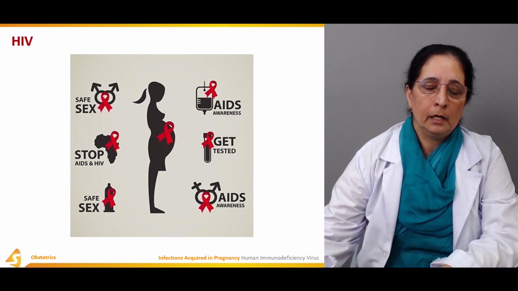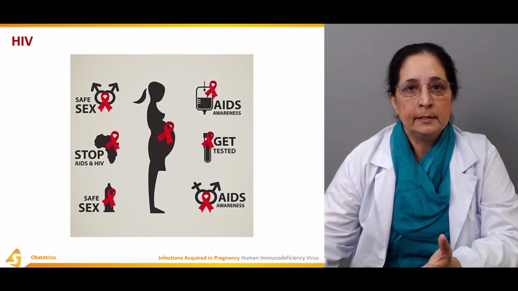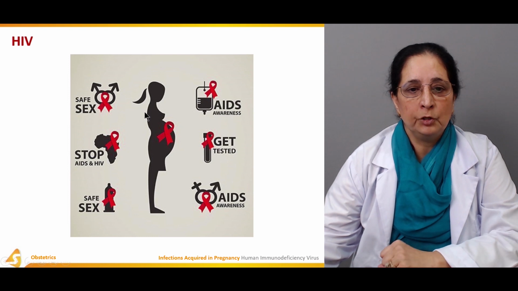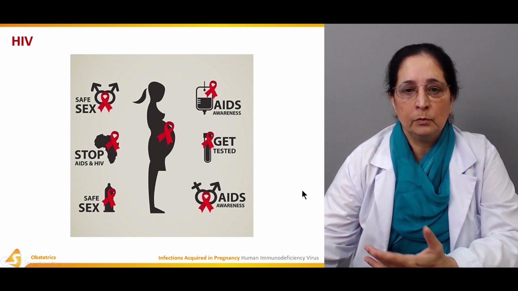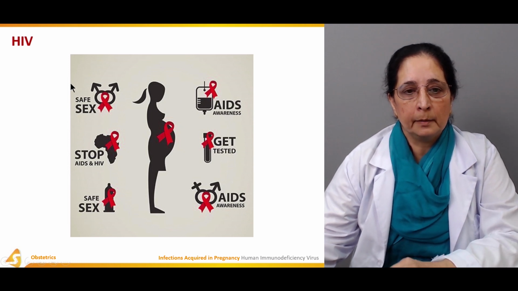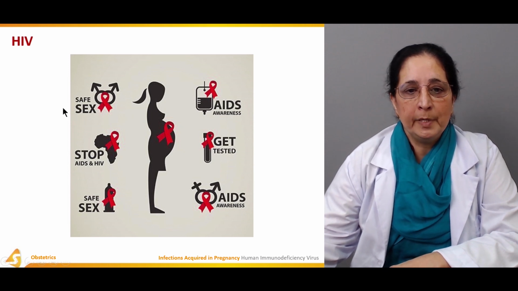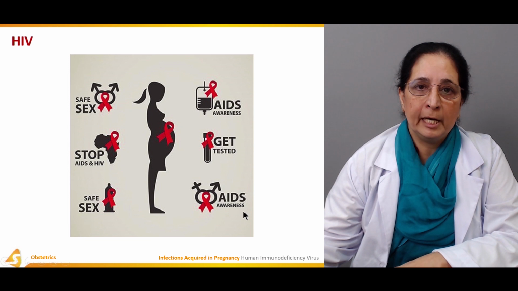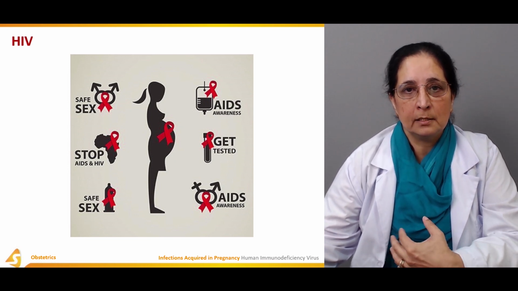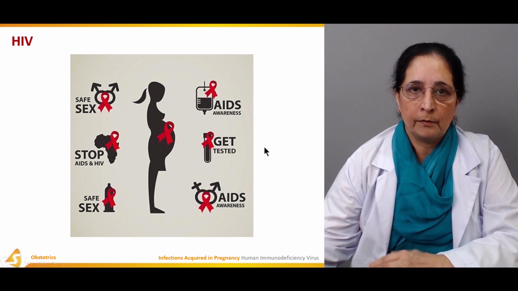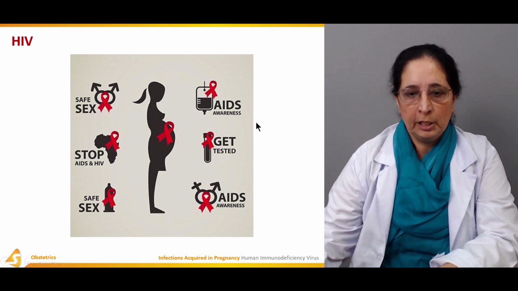HIV is the human immunodeficiency virus, and it's the causative agent of AIDS, which is transmitted through sexual intercourse, and also through transfusions and sharing of needles. So all this should be checked and tested. Sex should be safe sex. Stop AIDS and HIV. It's important that people are aware of the modes of transmission of HIV, so they follow the proper measures. They should be tested on and off for HIV, and AIDS awareness should be generated.